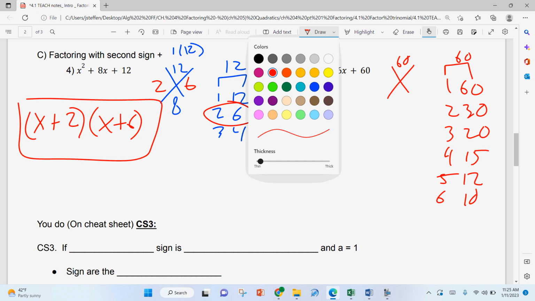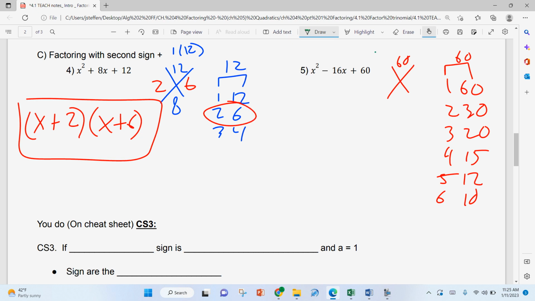I know I went really quickly through that, but I'm hoping by this point you at least know where those numbers came from. If not, please ask. Here's the deal, though. I want factors of 60, so two numbers that multiply to be 60, but they have to add up to be negative 16. If you look over there, none of them do that. None of them add up to be negative 16. However, these two add up to be positive 16.